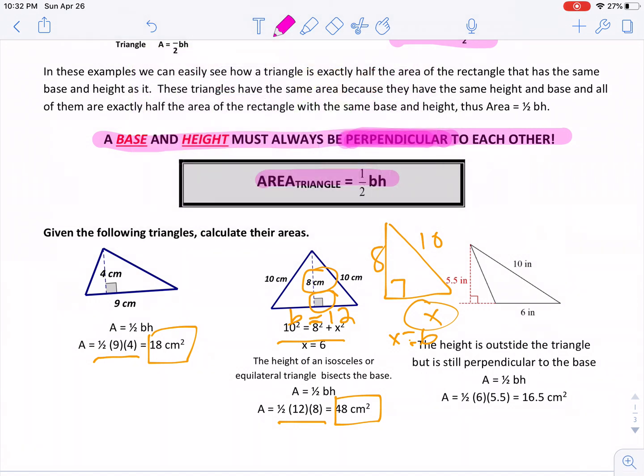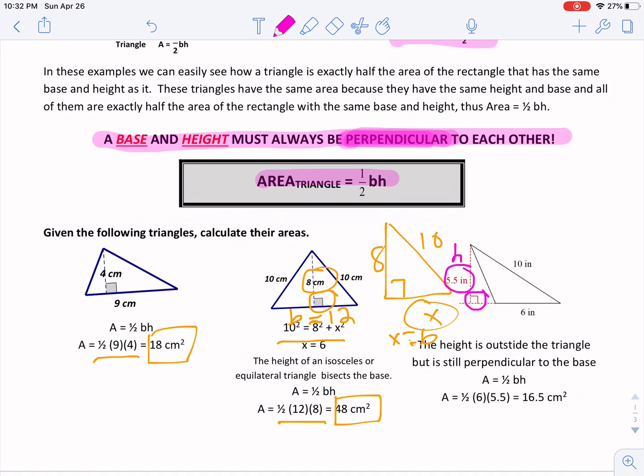Looking at the third one, this one's a little funky, because our right angle's outside the triangle. That's a little weird. And this 5.5 there, well, it's not a side of the triangle, so it can't be the base, but since it's perpendicular, it could be the height.